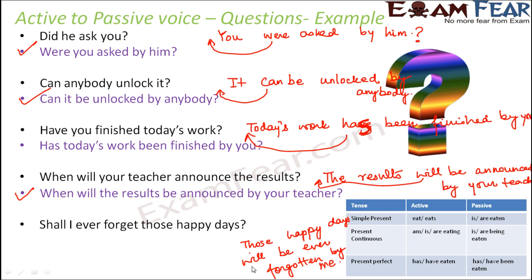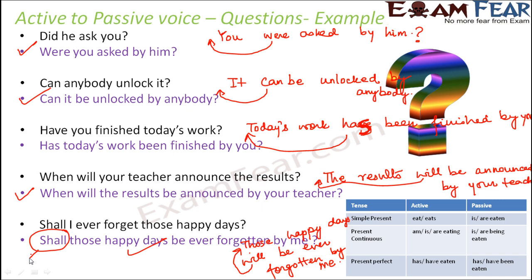Now when you want to convert it into a question, this will come at the front. So it will become, will those happy days be ever forgotten by me? Now, even if you use shall, that would not be very much appropriate, because with those happy days, you should use will. Now, when we use I, we, then we use shall. Otherwise, we use will. So, the correct passive form will be, will those happy days be ever forgotten by me?